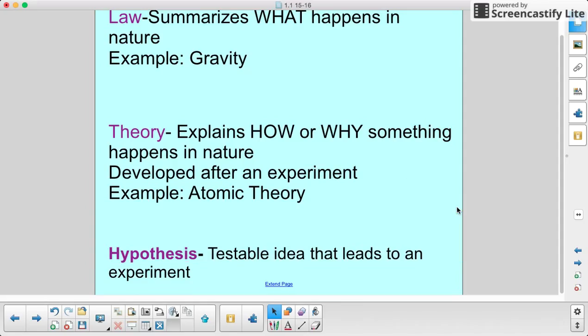And then a hypothesis is a testable idea that leads to an experiment. Sometimes we use the words hypothesis and theory interchangeably, but they're very different. A hypothesis is something that comes before an experiment, and a theory is a statement that's been proven after repeated experiments.